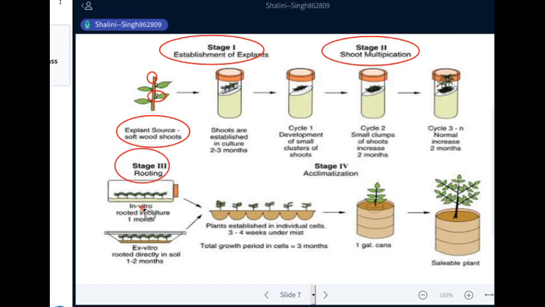Rooting can be done either in vitro or ex vitro. After this, when plants are established, they are transferred into individual pots for 3 to 4 weeks under mist. After proper development, the plants can be sold in the market or transferred into field conditions. So these are all the required stages of micropropagation: establishment stage 1, multiplication stage 2, rooting stage 3, and last, acclimatization stage 4.